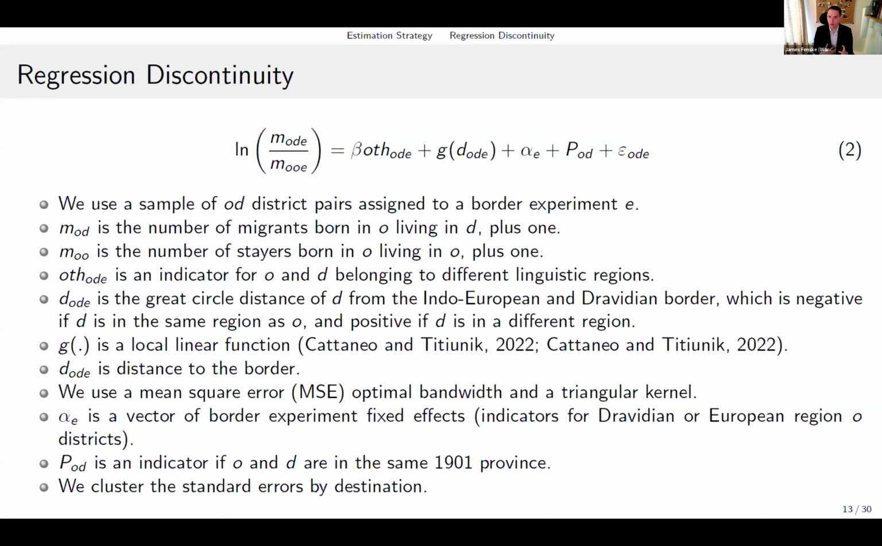We're going to control for the distance between these two districts. Again, generally geodesic distance, and following the modern RDD literature, we're going to start with the baseline of local linear polynomials. We're going to have border experiment fixed effects, and we're going to have a dummy for whether these are in the same province. To my knowledge, these new RDD estimators don't play nice with two-way clustering, so we're going to cluster standard errors by destination, at least in the baseline.